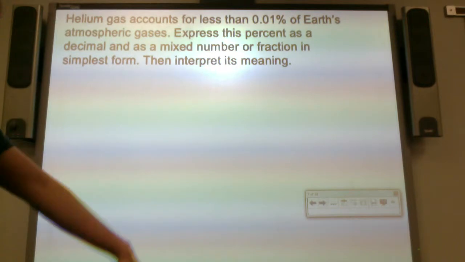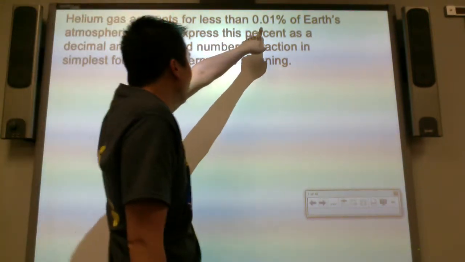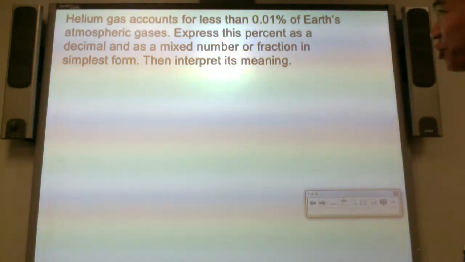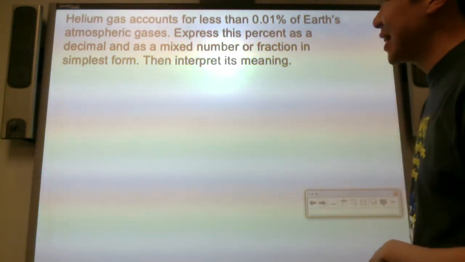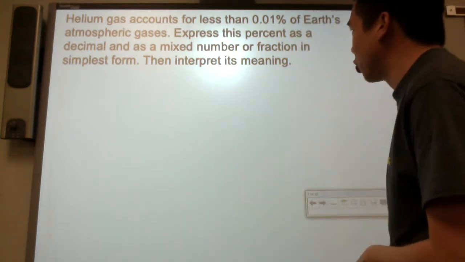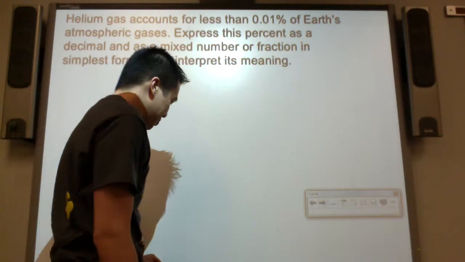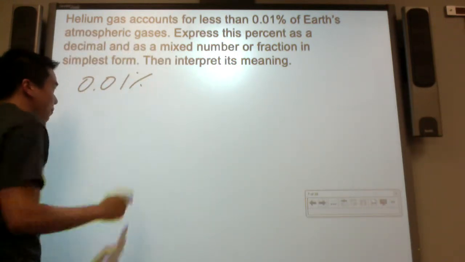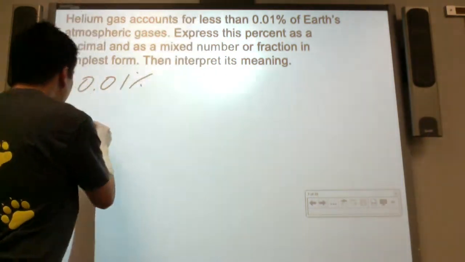So let's do a different example. Helium gas accounts for less than 0.01% of Earth's atmospheric gases. Express this percent as a decimal and or as a mixed number or fraction in simplest form, then interpret its meaning. Luckily we're not doing methane, because I think methane is probably a higher percentage. So we have 0.01%. So what does percent mean again? Percent means per 100.